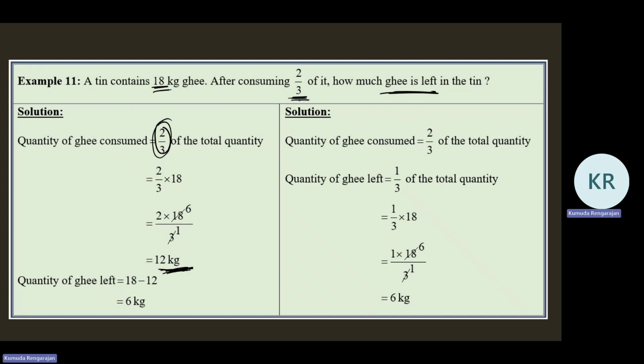The total is 18 kgs minus whatever you have used. You have used 12 kgs. So 6 kgs is not used.